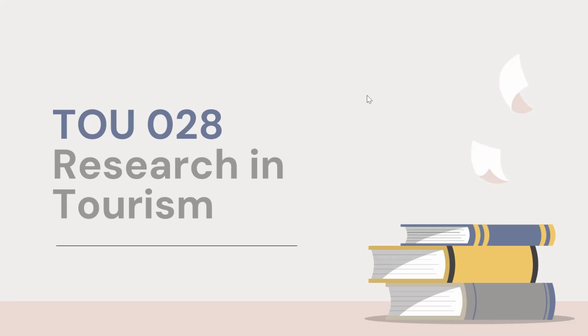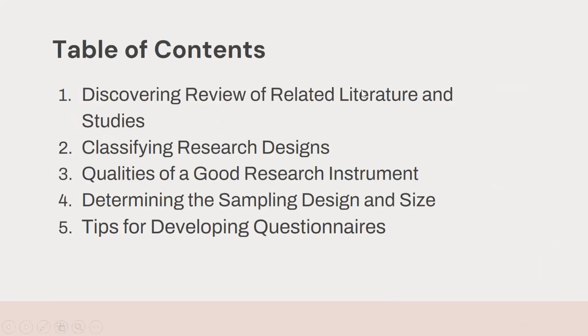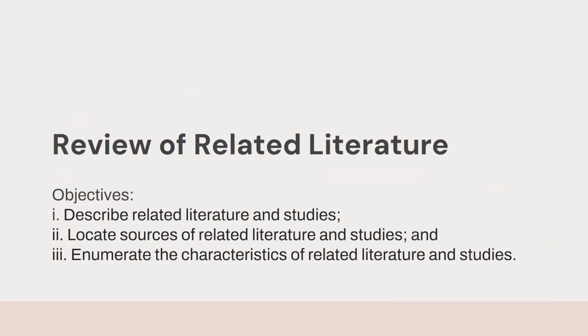So, we will discuss discovering review of related literature and studies, classifying research designs, qualities of a good research instrument, determining the sampling design and size, and tips for developing questionnaires. So let's start with review of related literature. The objectives are first to describe related literature and studies, then to locate sources of related literature and studies and enumerate the characteristics of related literature and studies.